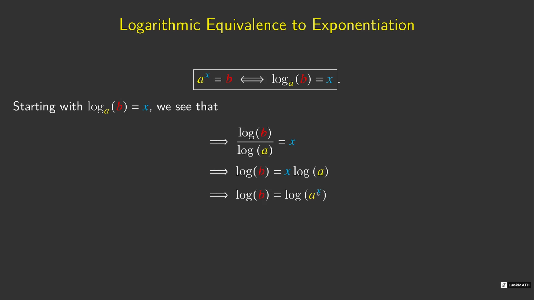This can only be true if the arguments are the same. When you have the log of two numbers being the same, the two numbers have to be the same. So therefore, we can make the leap and say that b equals a to the x. Okay, which is what we have right here. So what we have shown so far is if you have the equation log of b to base a equals x, it also implies that a to the x equals b. So we've shown the other direction as well.